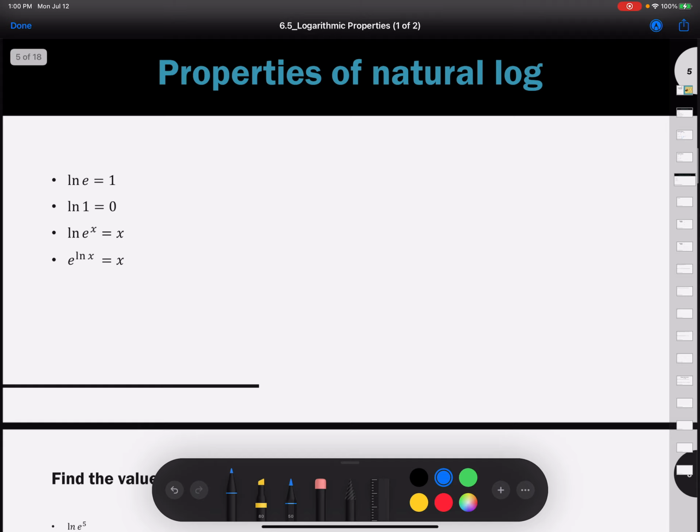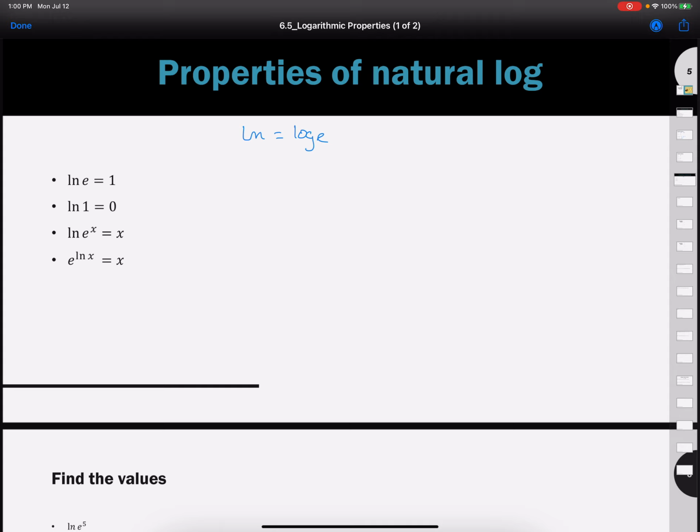So, properties of natural logs. Natural log of e is equal to 1. Remember, natural log just means log base e. So instead of saying log base e, you're going to see natural log. So these are the properties: natural log of e is 1, natural log of 1 is 0, natural log of e to the x is x, and e to the power of natural log of x is going to equal x.